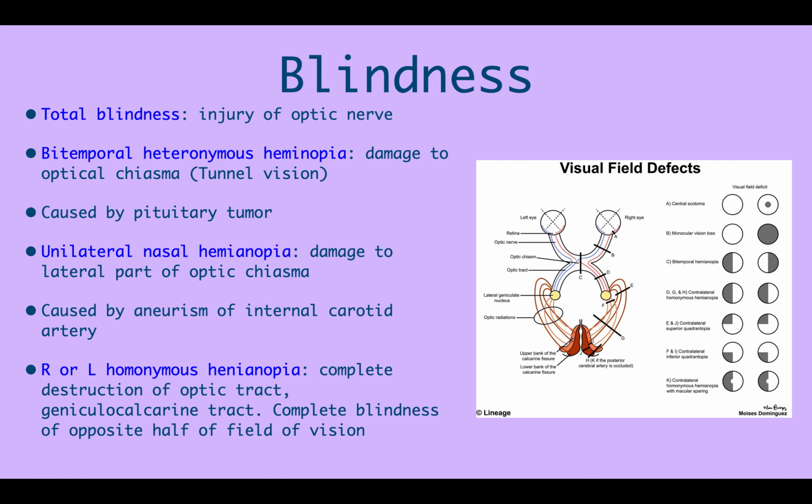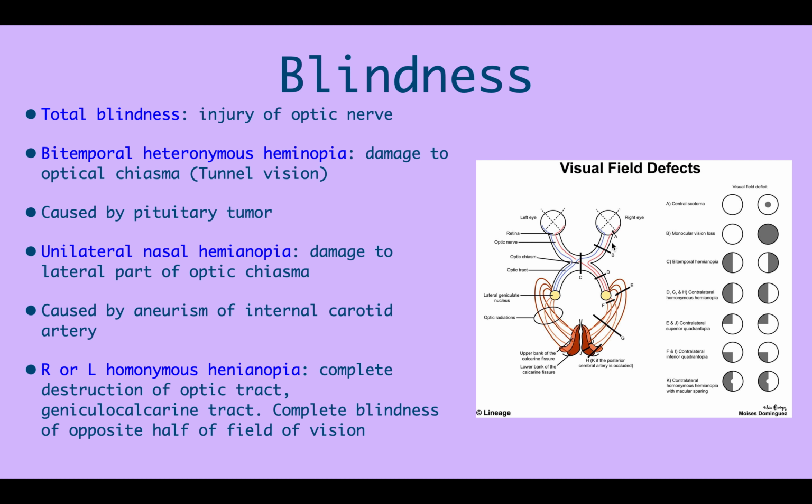Okay, so there's a bunch of different kinds of blindness or visual field defects. Only true blindness, total blindness, is going to be the injury of the optic nerve itself. And it can be either in one eye, the other eye, or both eyes, depending on where the lesion is. So if the lesion is here, there's going to be monocular vision loss. The entire optic tract is damaged. This eye is going to be blind.